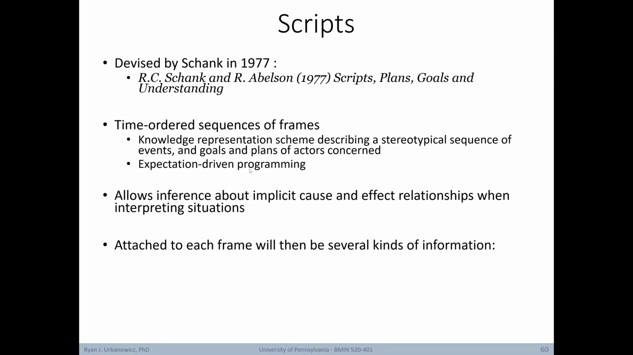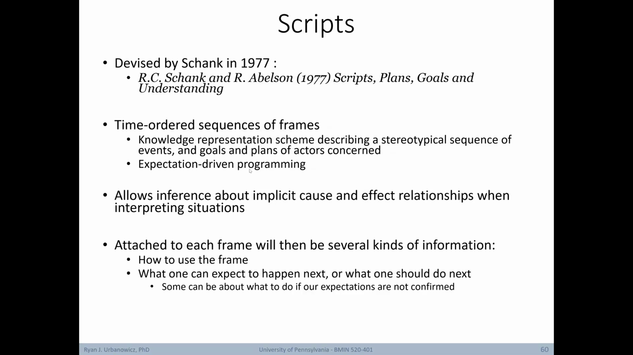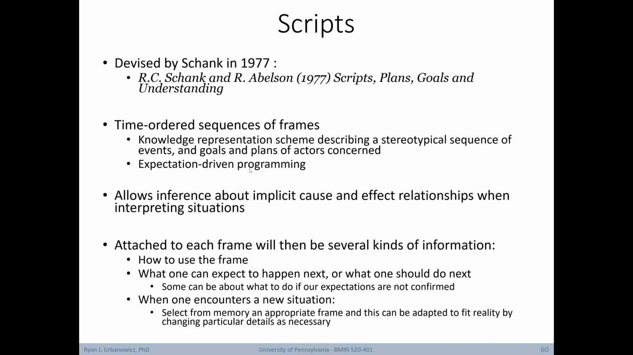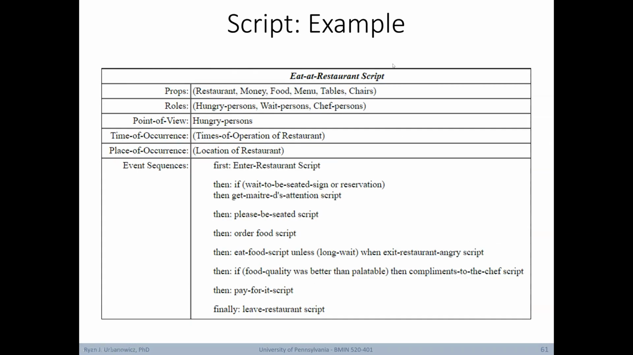Attached to each frame of a script, there'll be several kinds of information, including how to use the frame, what one can expect to happen next, or what one should do next. Some can be about what to do if our expectations are not confirmed. They can also express what to do when one encounters a new situation. Here's a basic example of a script. In this case, we have an eat at restaurant script.